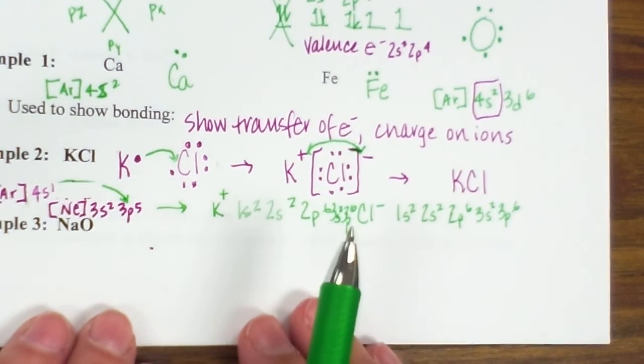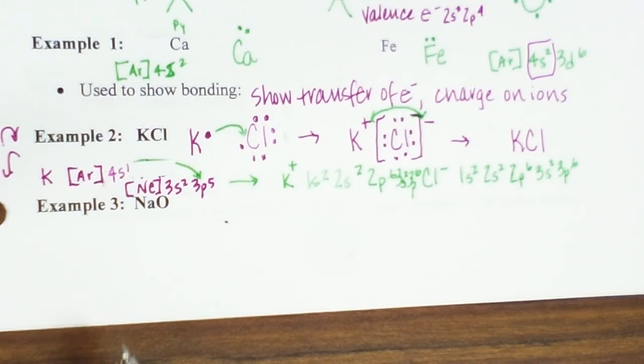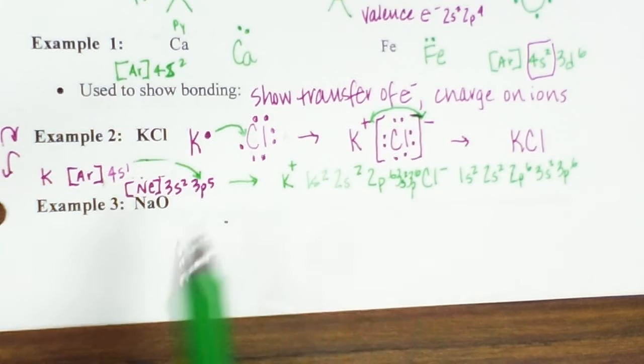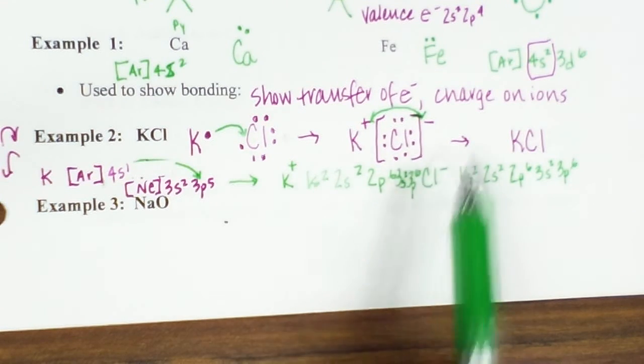Okay, so now the next example is sodium and oxygen. So this is a little different. All right, so do this one now. Remember you've got to get everything equal, so you don't have to do the bottom part, the electron configuration. Just do the Lewis dot structures, okay?